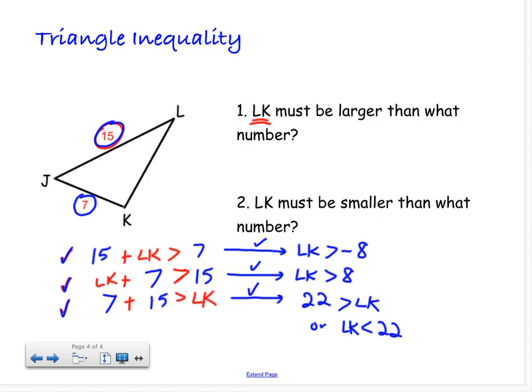So let's look at number 1. LK must be larger than what number? Well, it has to be larger than -8, of course. It has to be larger than 8. So I'm going to say it must be larger than 8. That's the more restrictive of the two. So I want that one, because this guy here is kind of a given. It can't be negative. We know that. Next, LK must be smaller than what number? Okay, well, we look at this and we see LK must be less than 22. LK is less than 22. Okay, so that's an example of applying your triangle inequality. I hope this has been helpful for you, and I'll see you in class.